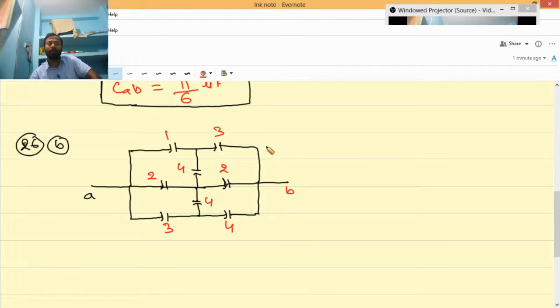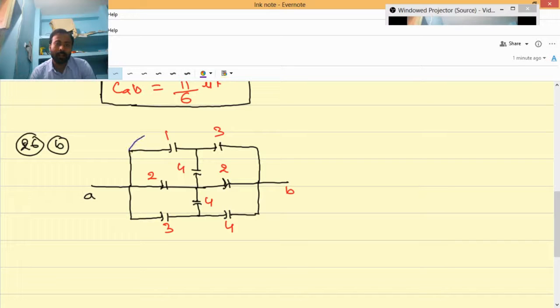So in this problem again equivalent capacitance between point A and B is asked. So how we will be doing is something similar to our previous problem only. So we will go like that, as we have done in the previous problem. So see, again here we are asked to evaluate the equivalent capacitance between A to B.